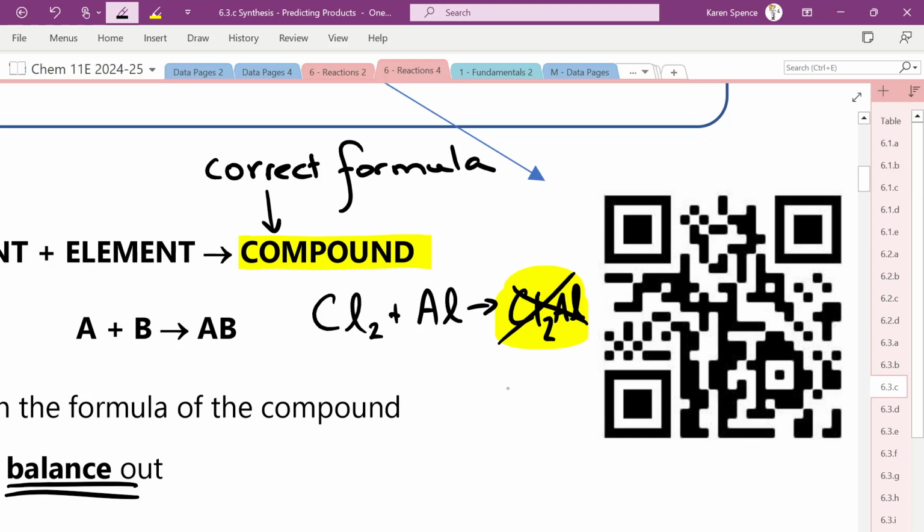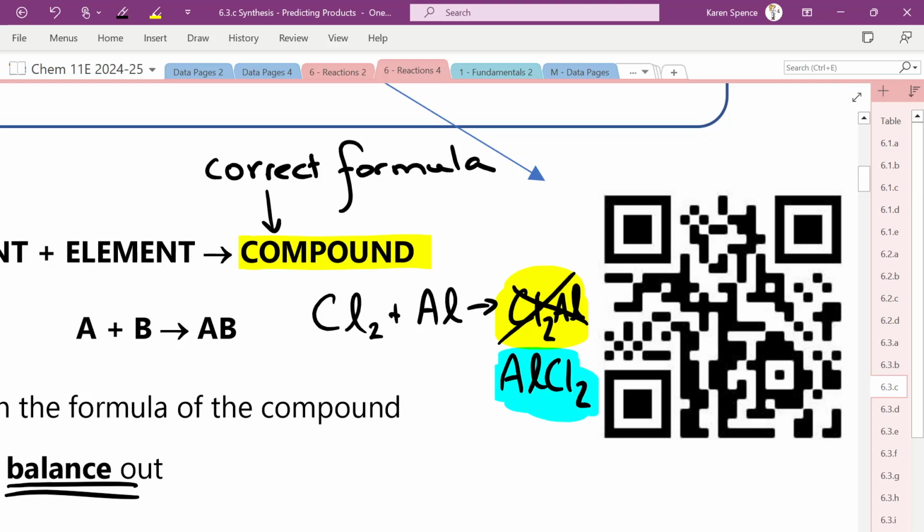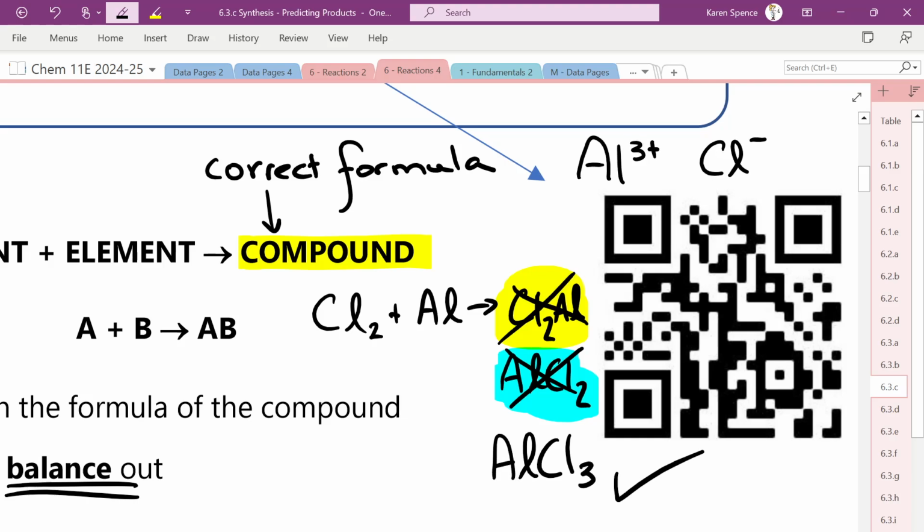So let's cross that out. And now we'll have AlCl2. Do we like that one? No. Why don't we like AlCl2? The charge of aluminum is 3+, and the charge of chloride is -1. So in order to write the correct formula, it has to be AlCl3. And finally, we are correct. Yes?